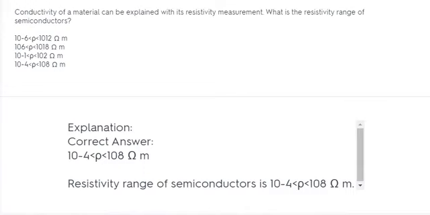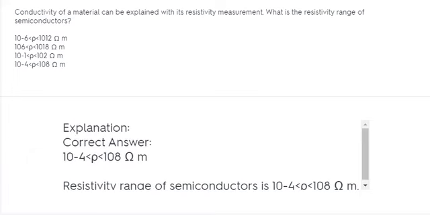Conductivity of a material can be explained with its resistivity measurement. What is the resistivity range of semiconductors? 10^-6 to 10^12 Ωm, 10^6 to 10^18 Ωm, 10^-1 to 10^2 Ωm, 10^-4 to 10^8 Ωm. Explanation. Correct answer: 10^-4 to 10^8 Ωm. The resistivity range of semiconductors is 10^-4 to 10^8 Ωm.